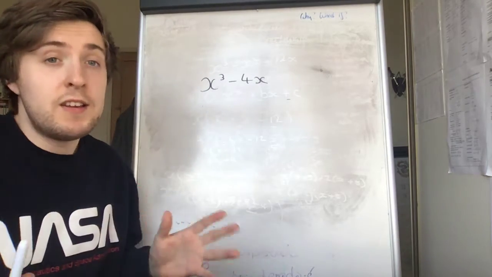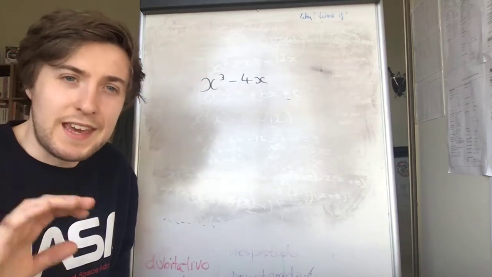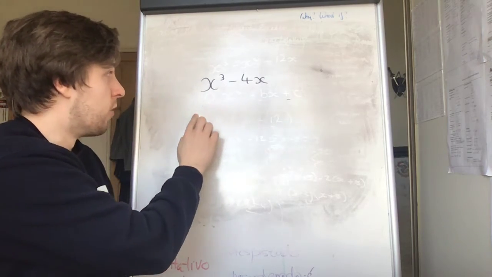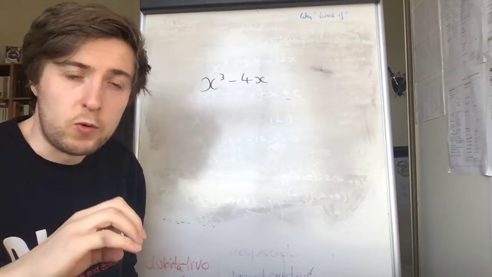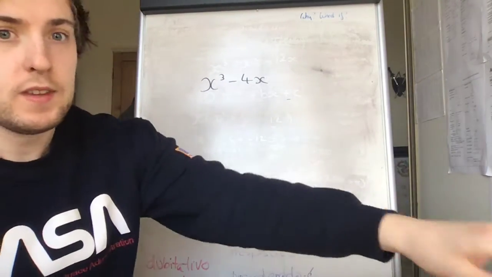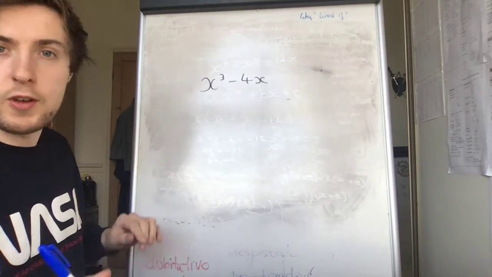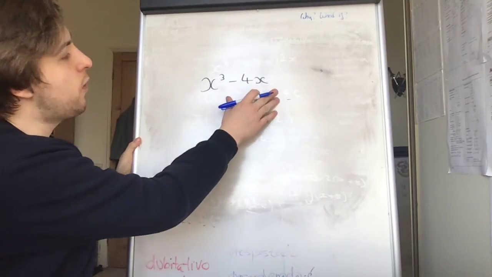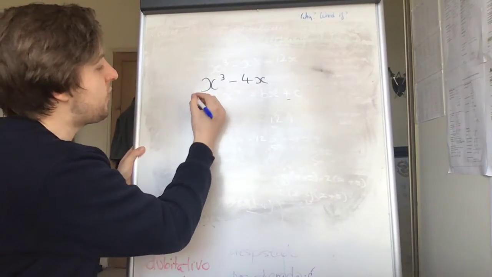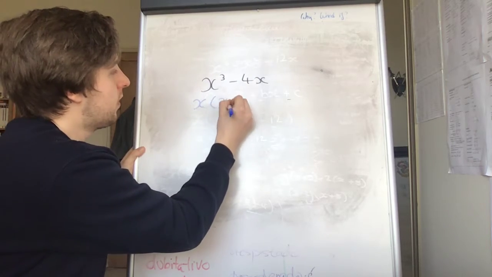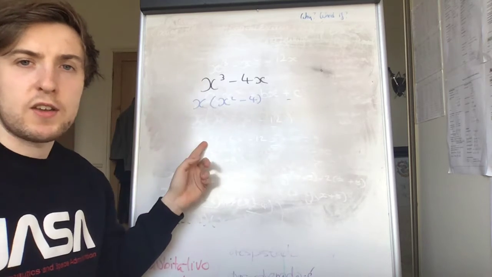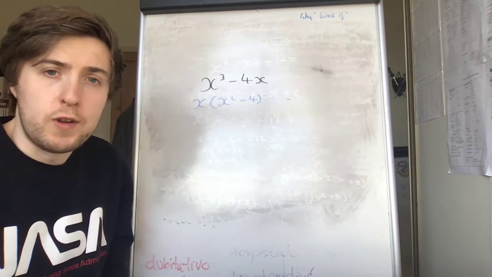So instinctively, it could look a little bit scary, but try and give it a go yourself before I do it. Just use some of the principles that you already know how to apply and try and work through it logically. But if you can't do it, not a problem. So this is what you should do. First of all, I know that x can go into x cubed and minus 4x. So let's do that. We've got x squared minus 4. So we've got x on the outside, and x squared minus 4 on the inside.